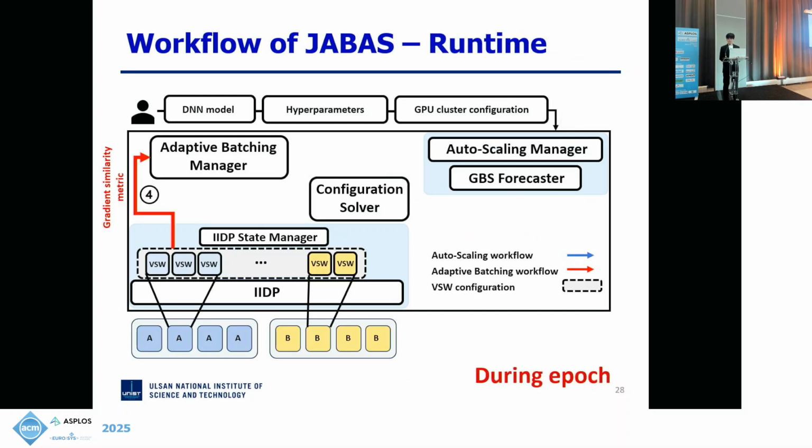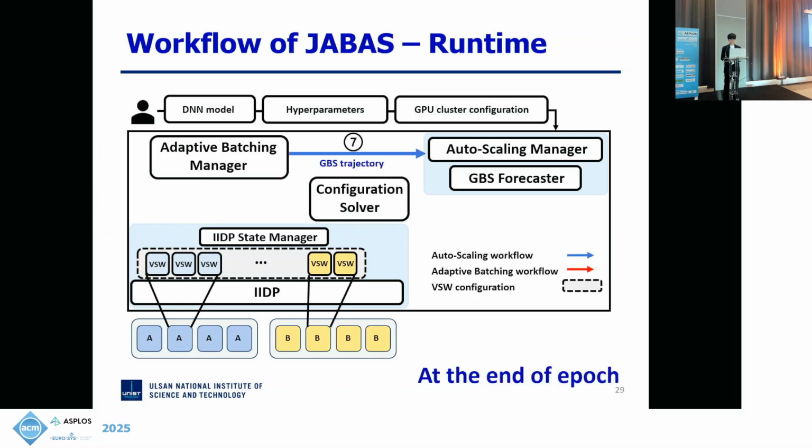During an epoch, for every predefined interval, each VSW participates in computing the gradient similarity metric. Then the metric is forwarded to the adaptive batching manager. Based on the metric, the manager determines the next GBS and the configuration solver gives the new VSW configuration. Then training continues. At the end of the epoch, the adaptive batching manager sends the trajectory of GBS during the epoch to the GBS forecaster. Then it predicts the trajectory at the next epoch.